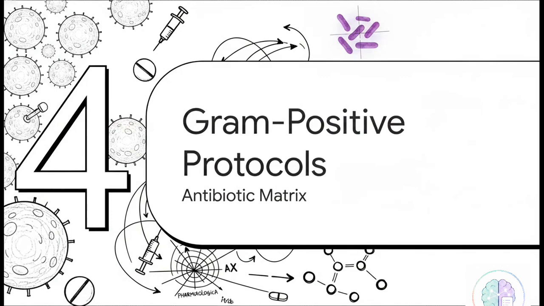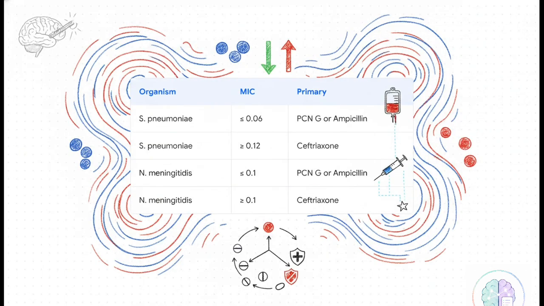Section 4, gram-positive pathogen antibiotics. Speaking of avoiding unnecessary antibiotics, when you do actually have a confirmed bacterial infection, you need to be exact. Let's transition into our highly structured organism-by-organism matrix. Notice how this breakdown focuses heavily on the minimum inhibitory concentration, or MIC. That's essentially how susceptible the bacteria is to the drug, and it explicitly dictates your choice.